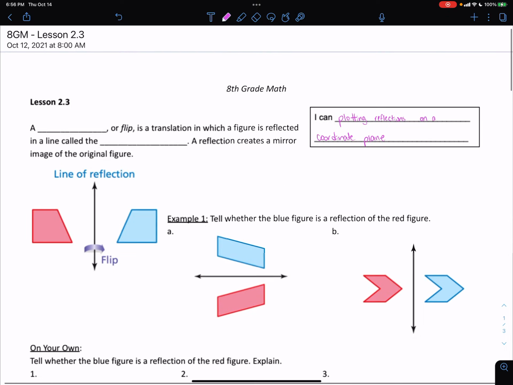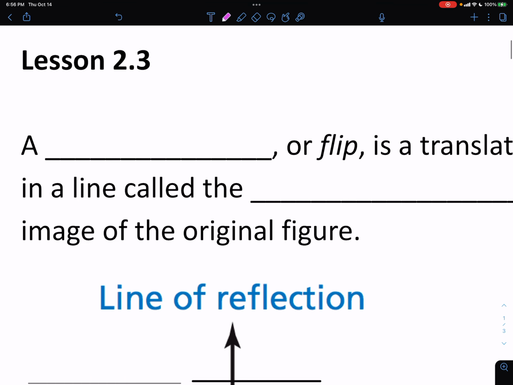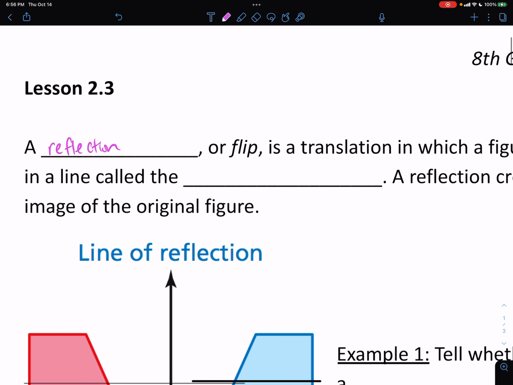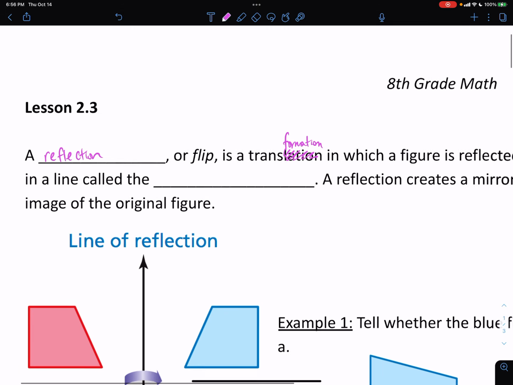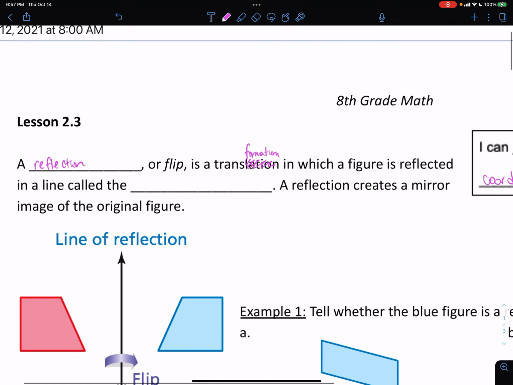Okay, so today we are going to talk about reflections. What is a reflection? A reflection is a flip, right? This is a transformation in which a figure is reflected in a line called the line of reflection. Okay, a reflection creates a mirror image of the original figure.